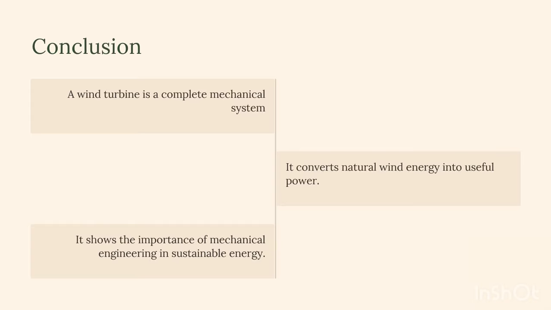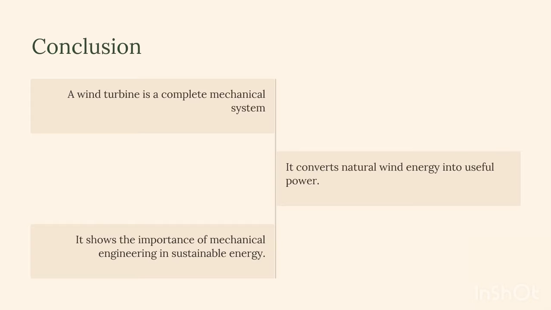Conclusion. In conclusion, the wind turbine is a clear example of a complete mechanical system used in real-world engineering applications. It shows how mechanical motion and energy conversion can be used to produce useful power. This project demonstrates how wind energy is first converted into mechanical rotational motion through the turbine blades.